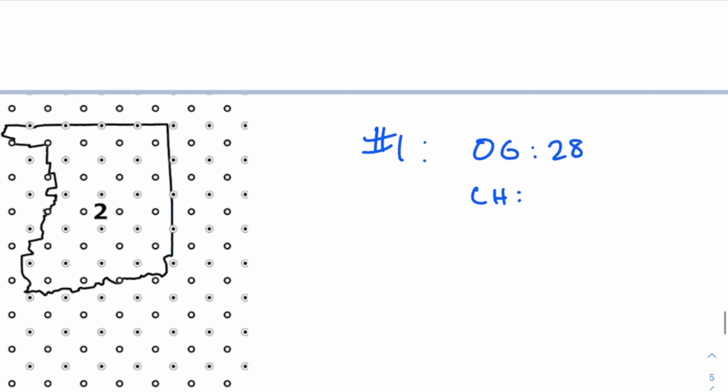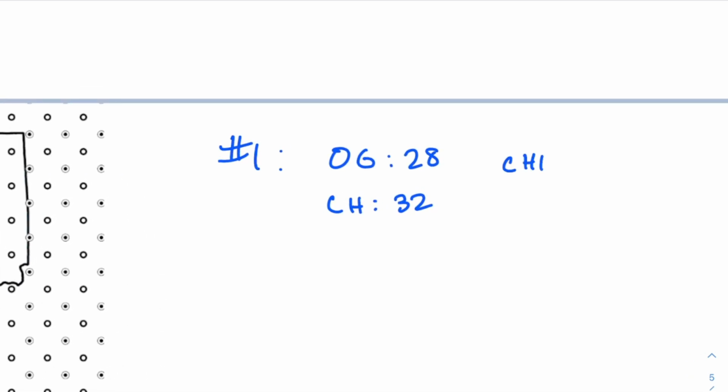So this is 28, and the convex hull area is 32. And so my final answer for that, the convex hull ratio here, would be 28 divided by 32. Whatever that is. On a test, I would expect you to just leave it that way. If you like, you can divide it, and you'll get a percentage.